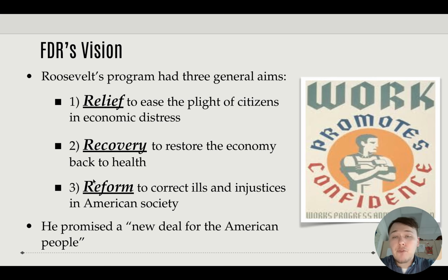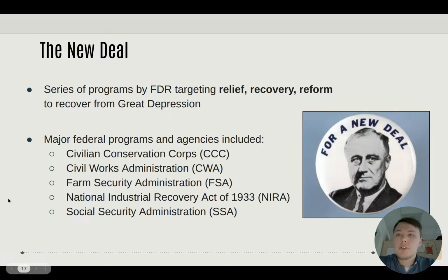So think of reform like physical therapy. He is going to try to make sure something like this never happens again. He's going to fix all of the wrongs that caused it to happen in the first place. He calls this his New Deal, the New Deal for the American people, hence the name The New Deal. So, what the heck is the New Deal going to do? Like I said, it is going to be all of these different programs which are going to address one of his 3 R's. These are some of the most famous of them.